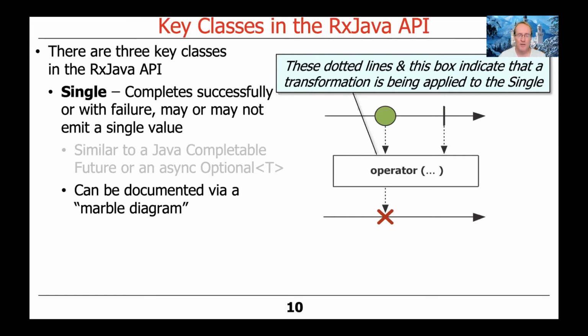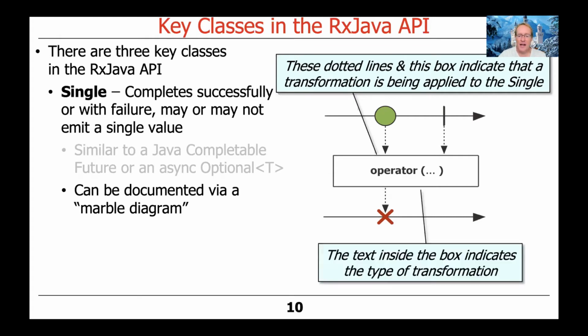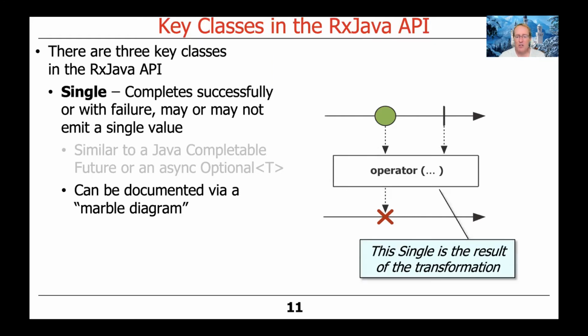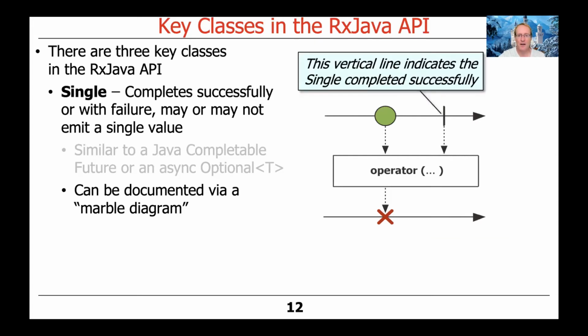And you see there's a whole slew of different transformations, which we'll talk about, like doOnSuccess and map and so on. The text inside the box indicates the type of transformation. Right now, it just says operator, which isn't very specific, but you'll see that there's all these different types of operations that you can apply. And then what we have as a result is the outcome or the result of the transformation. So if we do doOnSuccess, or if we map something, or we flatMap something and so on, there'll be a change, potentially a change that happens as a result of that.